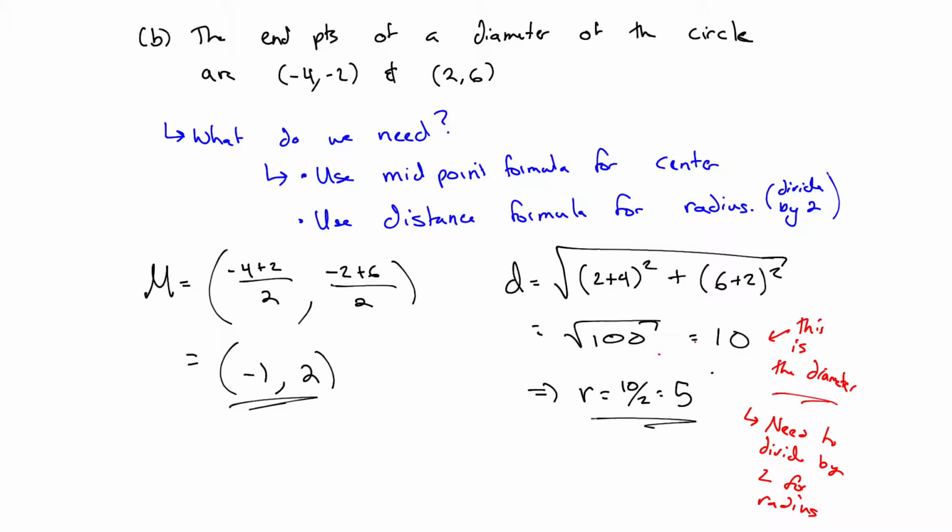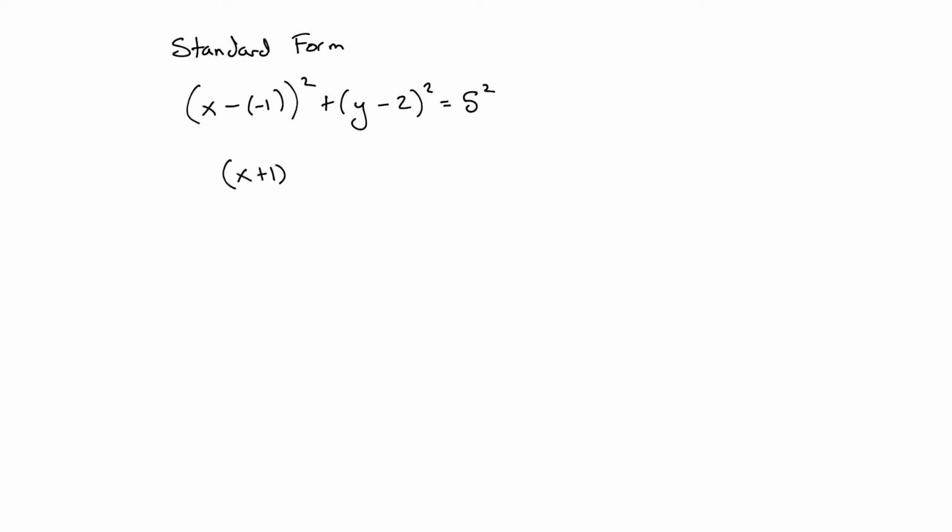Okay, so with that in mind, we can now get the standard form, then the general form, then graph. So we'll move to the next page. So, standard form. It'll be x minus h, and our h value is -1, so it's going to be x minus -1 squared plus y minus the other one is 2 squared equals 5 squared. And simplifying that, making it look a little bit prettier, x plus 1 squared plus y minus 2 squared equals 25. So that's the standard form.